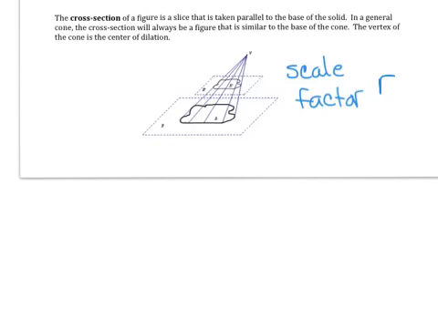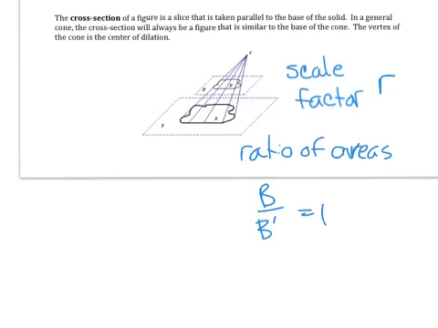And then we know that we can take the ratio of areas just like before. If I have a cross section in a cone, the ratio of areas is going to be equal to the scale factor squared. So if I have two areas, area B and area B prime, that ratio is going to be equal to the corresponding scale factor squared.